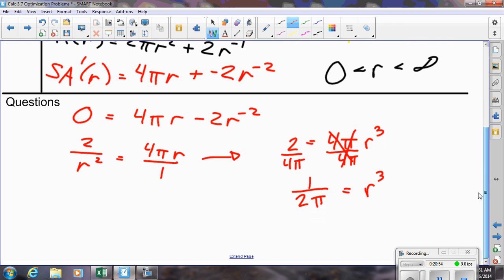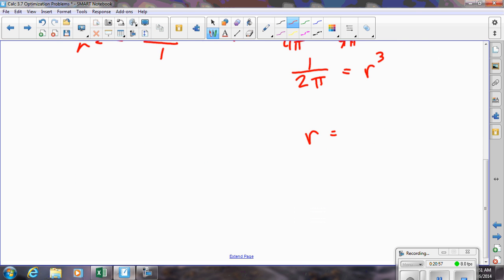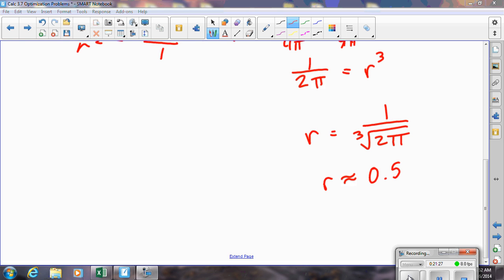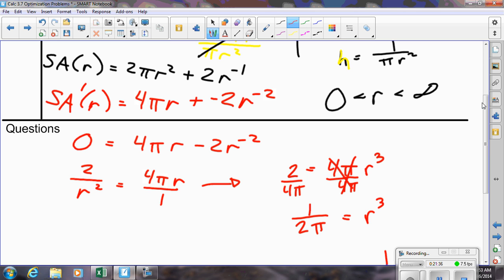So we wind up with a critical value. The radius would be the cubed root of 1 over 2 pi. Grab a calculator. Let's get a number. We know that this is an exact value, and hooray for exact values. But sometimes exact values are hard to visualize. So let's get a decimal approximation of this piece. R should be about, which is approximately 0.54. So something that at least seems reasonable. At least it's falling within our constraints that we said we needed to have.